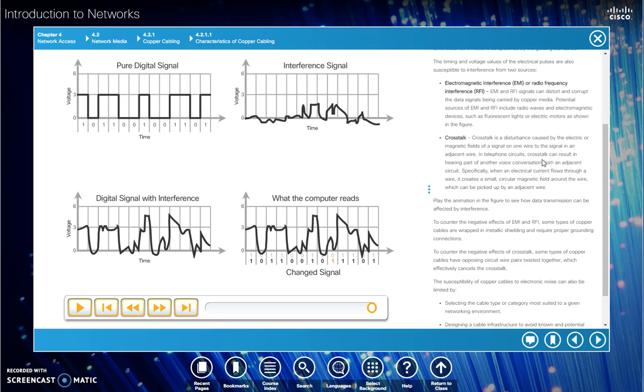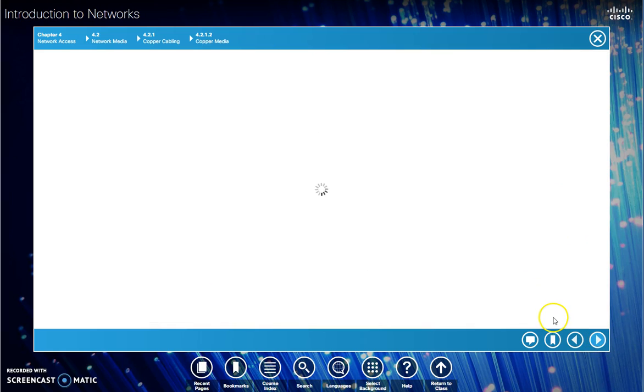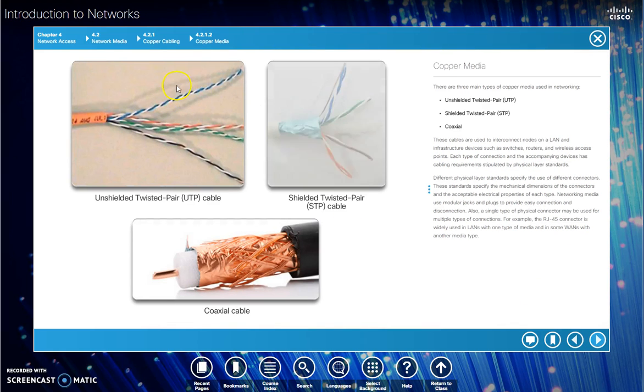EMI is a general concept of things like electrical storms, lights, power. Crosstalk is specifically other cable lines. So I need to have a little space between them. So we have the twists in the copper. See these twists here to help get rid of that crosstalk.